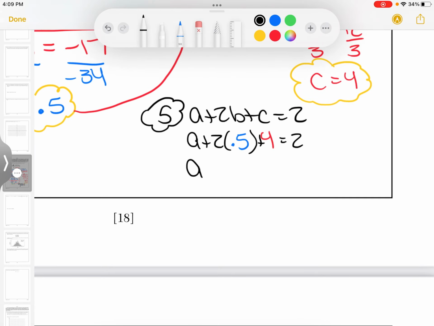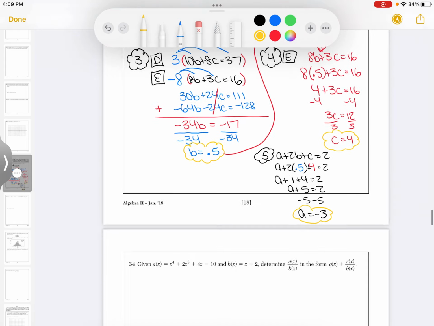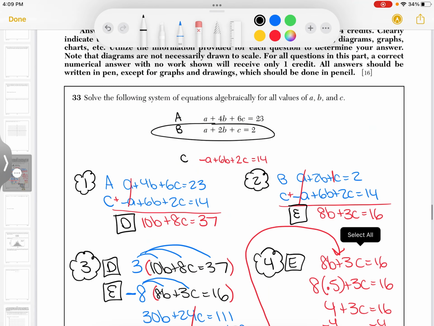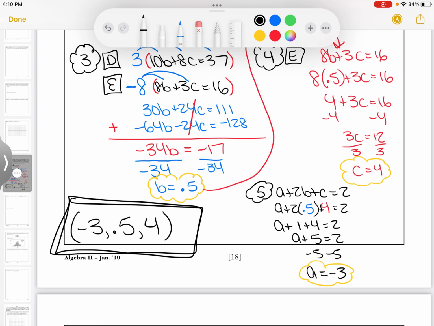So now when I simplify this, this is a plus half of 2 is 1 plus 4 equals 2. So I get a plus 5 equals 2, and then when I subtract the 5 over, I get a equals negative 3, and that is my third and final variable. So a, b, and c are found. That is my final answer. I'm going to write it in order, a, b, c. It's negative 3, comma b, which is 0.5, or you could write 1/2, and then c is 4, and that is my final answer. Finally made it.